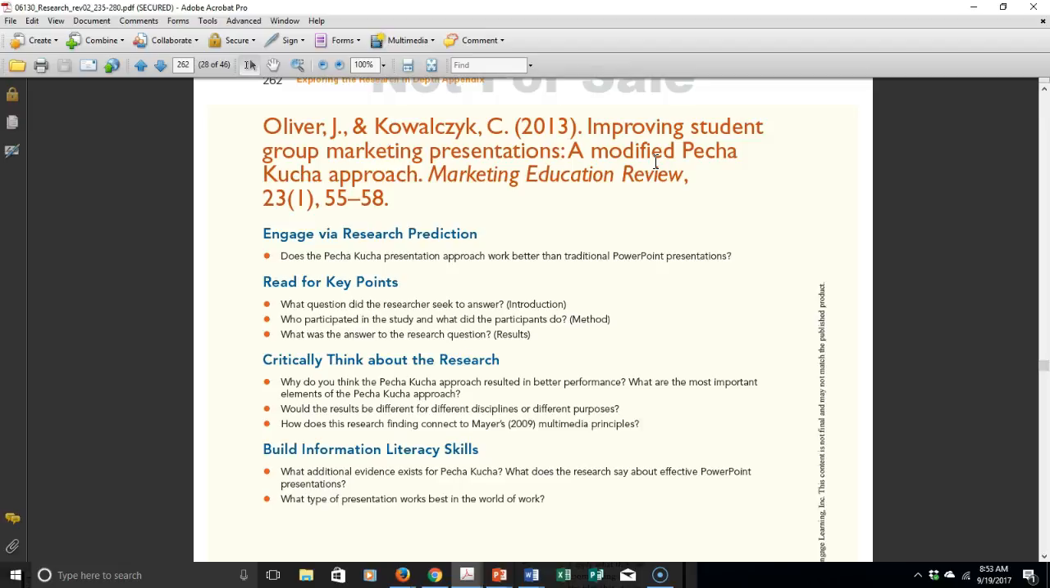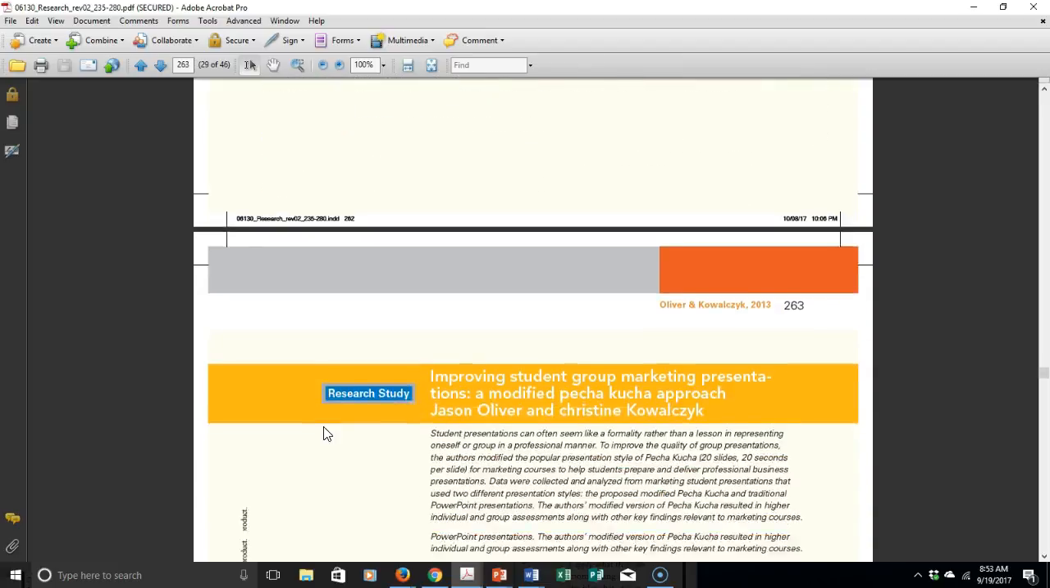So it was keeping them confined to that, and they did let them do it in a small group as well. So now that you know a little bit about what Pecha is, you can make your research prediction. Now we're going to shift into understanding the article, and then when we're finished, you're going to go back and dive into the questions related to critically thinking about this research study, and also the questions related to building your information literacy skills. So let's go ahead and get started and look at the article itself.